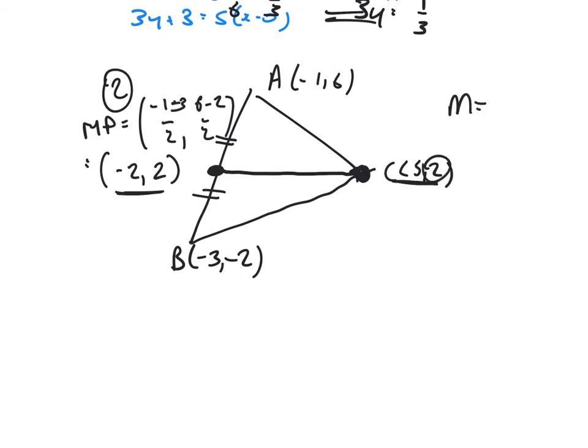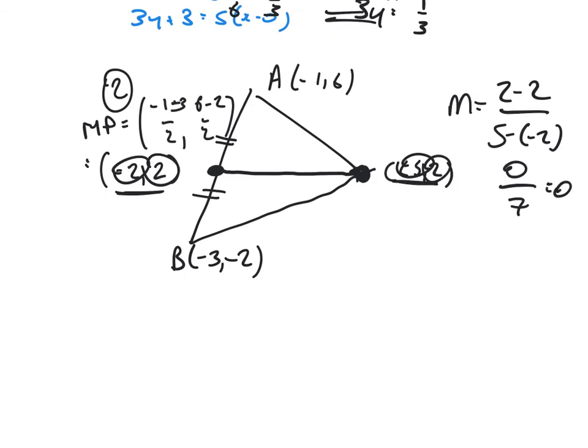So y2 minus y1 over x2 minus x1, 2 minus 2 is 0, over 5 plus 2, that's 7, that's 0. So this is one of those special cases where the gradient is equal to 0. Therefore, it's very easy to find the equation of that line then. It's just y equals a constant, and that constant is just the y coordinate on the line, which we can verify twice as 2.